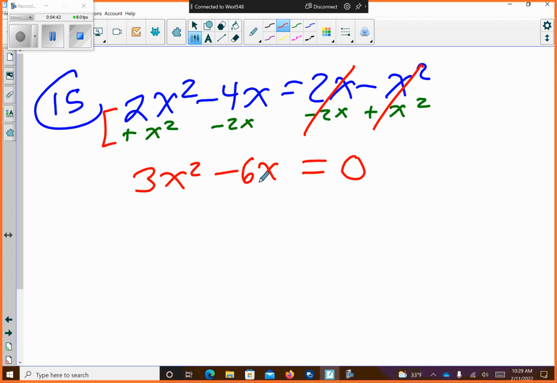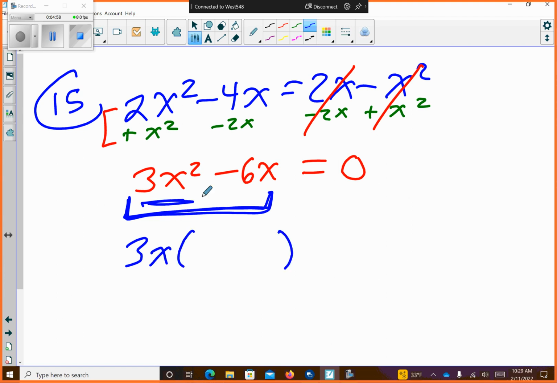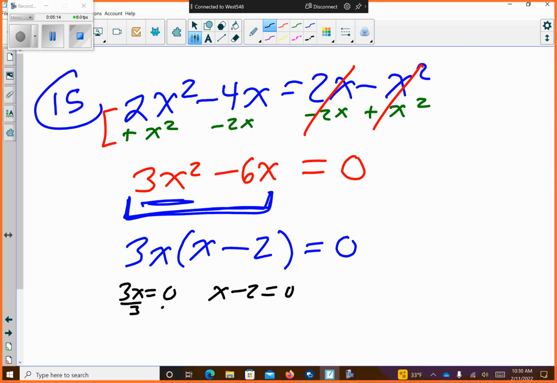Cool. All right. So being that we have an x squared term and an x term, we don't really plug a 0 in any place on this. What we do is we look and say, okay, what do I have in common between these two? And I'd say I have a 3 and an x in common. If I factor 3x out of 3x squared, I'm left with x. The minus sign comes down. If I factor 3x out of 6x, I'm left with a minus 2. Those are both going to be equal to 0. So I'm going to say 3x is equal to 0, and x minus 2 equals 0. If I divide both sides by 3 here, 0 divided by 3 is going to be 0. Add 2, x equals 2.